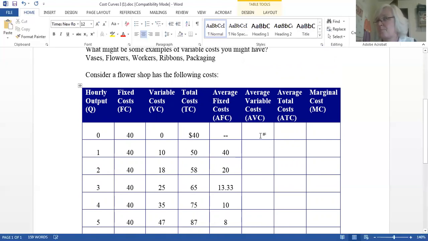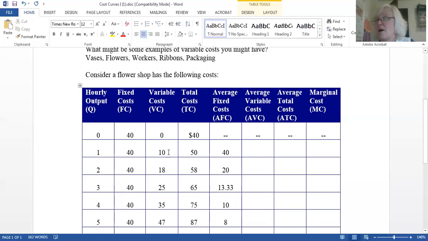All right, average variable cost. You cannot divide by 0, so I'm going to put undefined. I'm going to do the same thing for the average totals and the marginals as well. Can't divide by zero, so let's just leave those like that. All right. Then over here, average variable. I'm going to take the variable cost column, the 3rd column, total variable cost, and I'm going to divide by the Q.